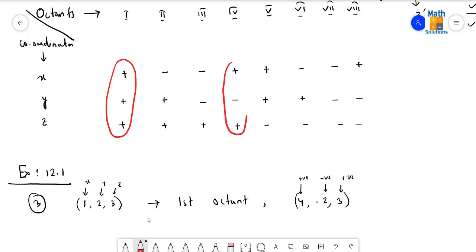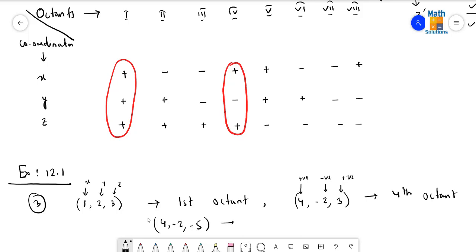This is the octant where only the y coordinate is negative. Therefore, it is lying in the 4th octant. Similarly, the next one I am picking up. Next one is (4, -2, -5). It is lying in which octant?